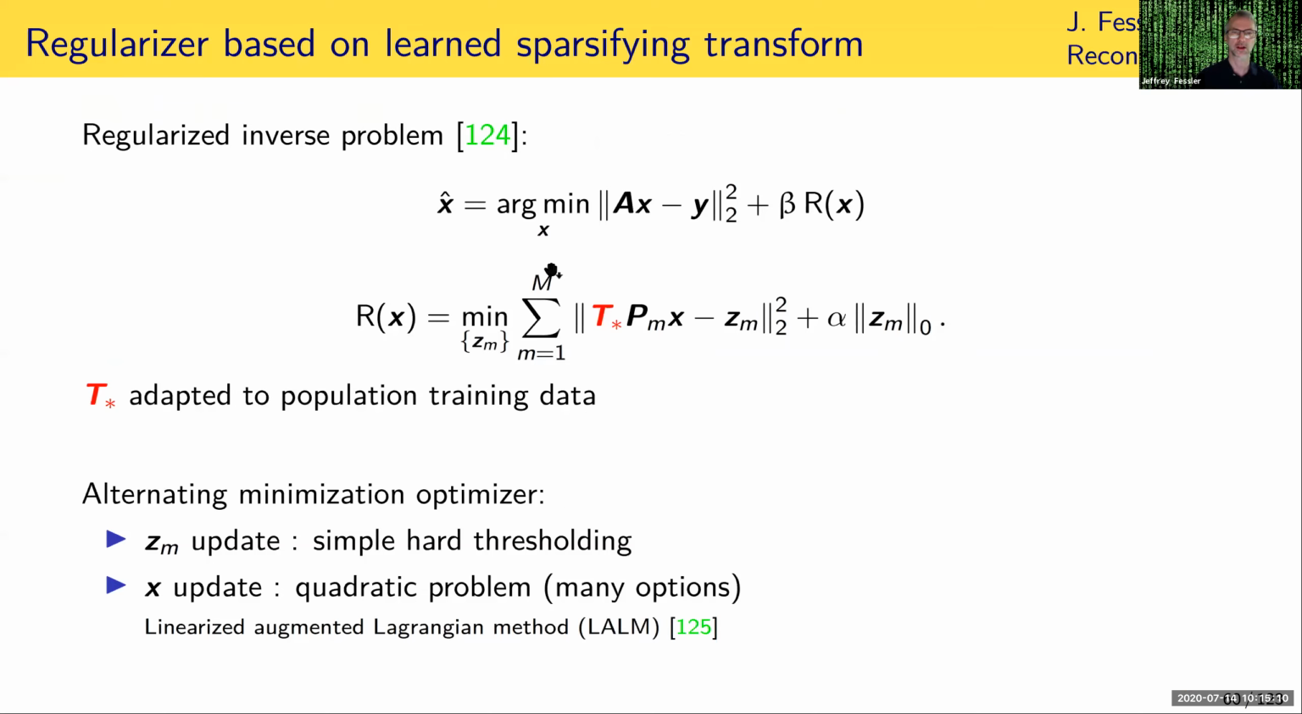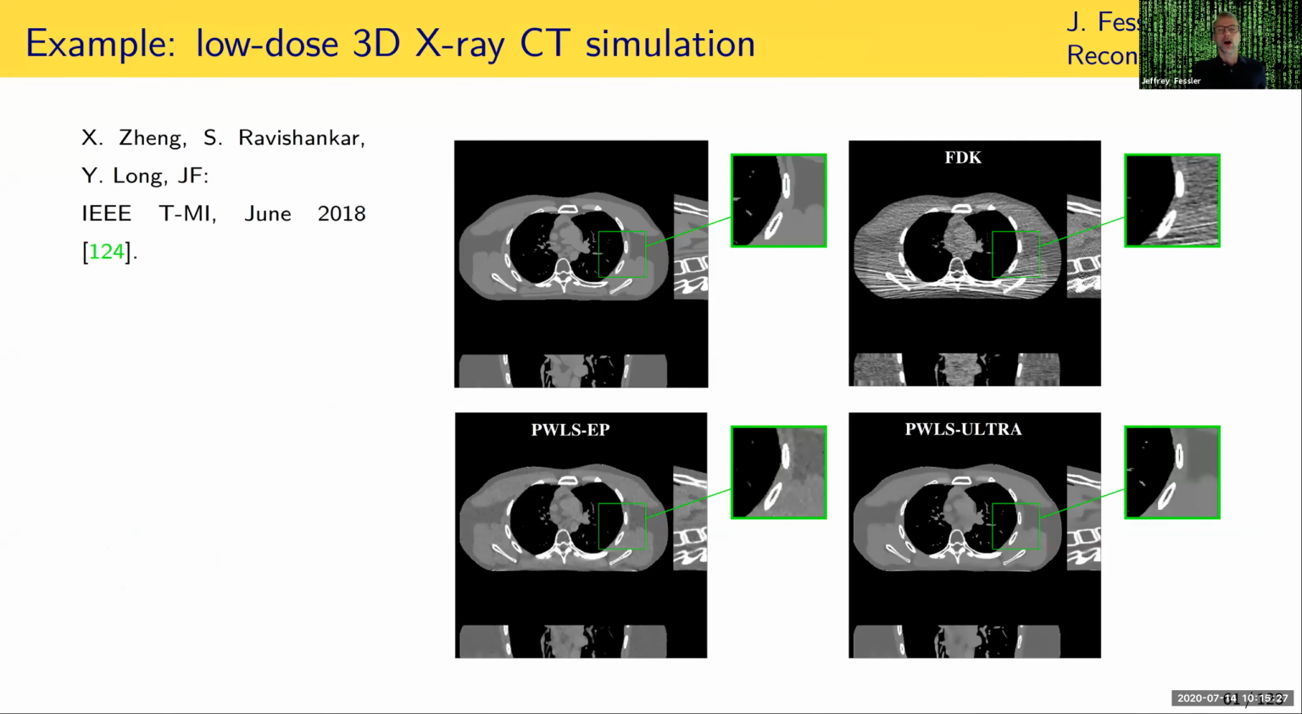And we've already discussed that we alternate minimizations. Just for the results I'm about to show you, we didn't use conjugate gradient. We used another method we developed called the linearized augmented Lagrangian method for the X update. All right, so I'll first show you results with a simulation here. So we learned the transform from some slices of the XCAT phantom, and now we're reconstructing a different set of slices of the XCAT phantom in 3D.